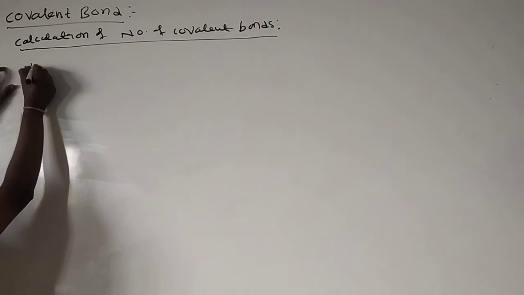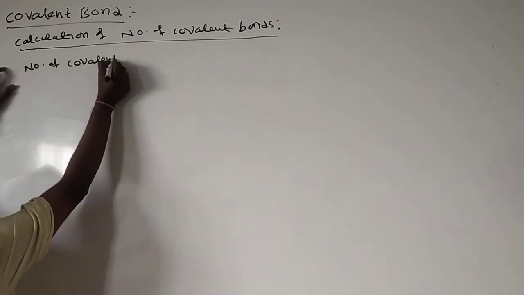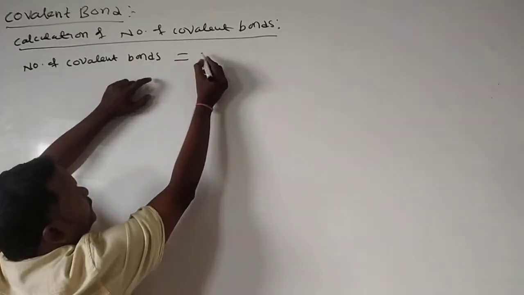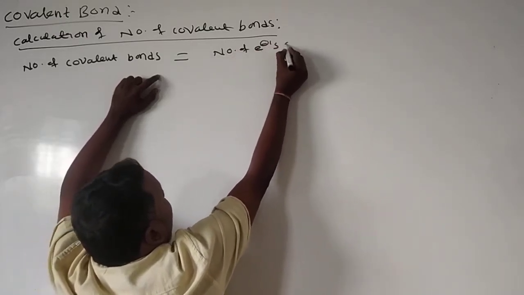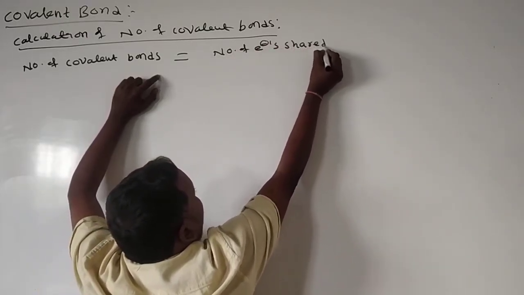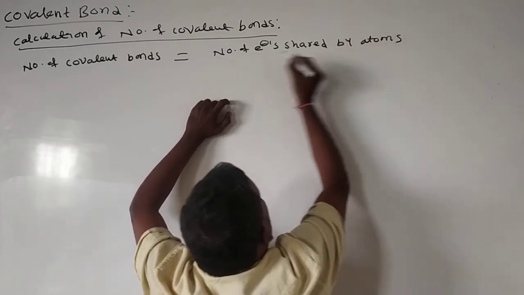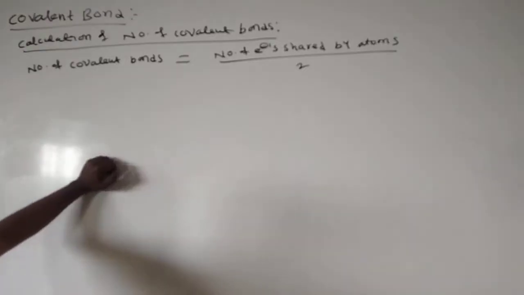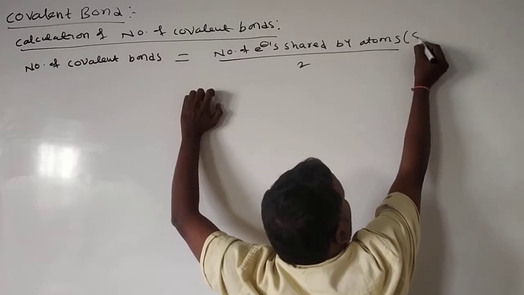Here, the number of covalent bonds is calculated by using this principle: number of electrons shared by atoms, divided by 2. The number of electrons shared by atoms is represented with S.